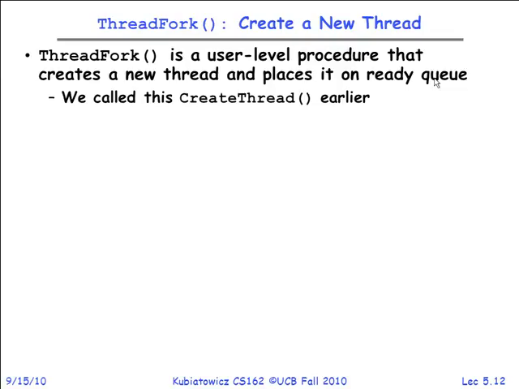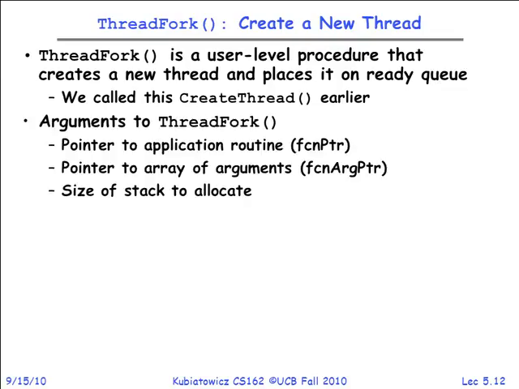So let's figure out how this might work. What are some arguments to thread fork? Well, certainly you need to tell it what routine to run, because you're going to run a thread on some routine. So that's probably a pointer to the application routine. It's quite possible that the thing you're going to run needs arguments, so there might be a pointer to a bunch of arguments. And, of course, there might be the size of the stack to allocate. So we're going to kind of take the easy road here on how to figure out how big of a stack to make, and we'll just say that you who are creating a thread say how big the stack is. Okay?